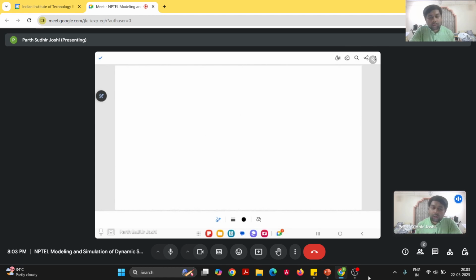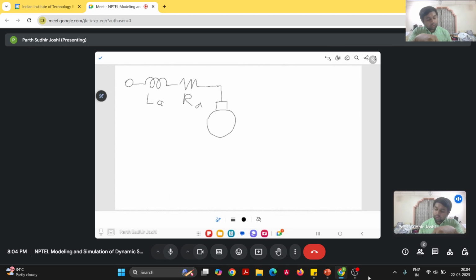So let us first start with the armature windings. We can model the armature having a certain inductance La, some internal resistance Ra, and the electric motor will have, because of the interaction of the magnetic field, as per Lenz's law, a back EMF being generated because of the induced voltage across the armature.